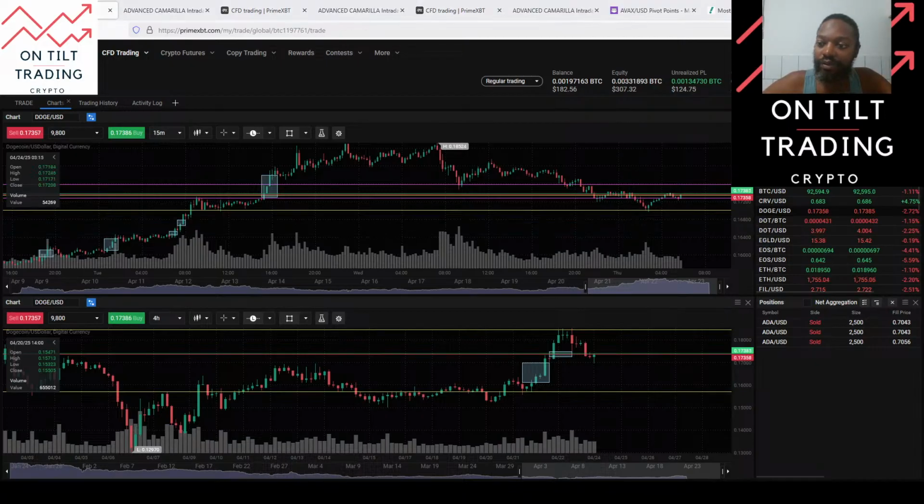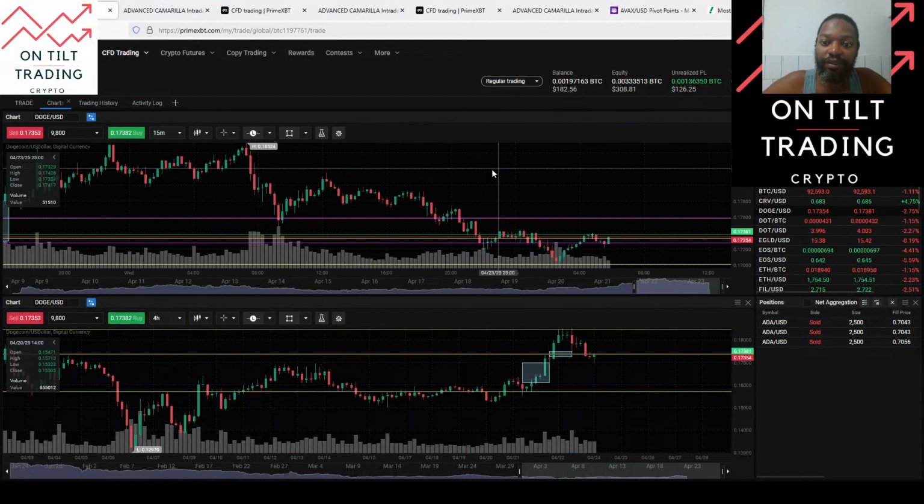Dogecoin here on the 15-minute, set up at the S4 Camarilla pivot level. So this would trigger a potential short trade based on the Camarilla pivot system, which is incorporated into my trading system. With that in mind, we'll go into a top-down analysis here, starting down here on the 4-hour chart.